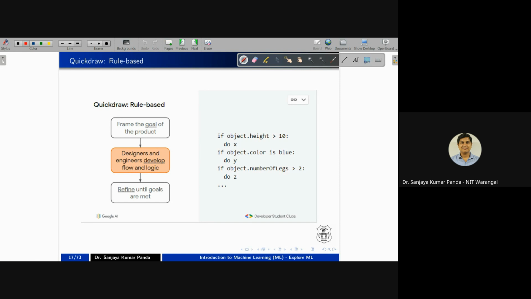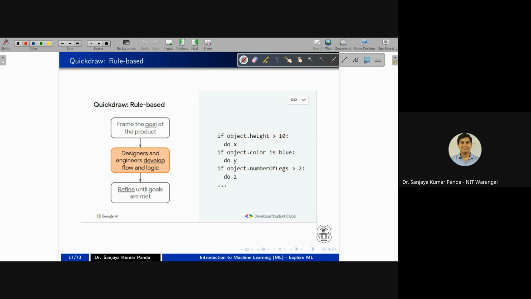Okay. So here we are not talking about what is going to happen if height is not less than 10, or if color is not blue, or if number of x is less than 2, or less than or equal to 2. We don't know because we have not programmed it. And when you go for programming, a skill of a good programmer is to write all types of conditions.